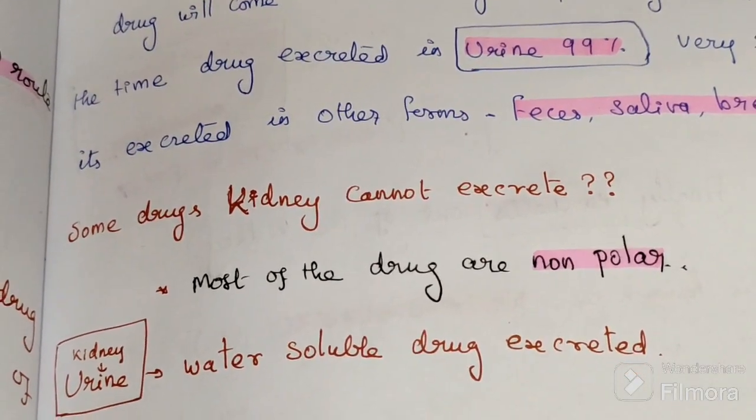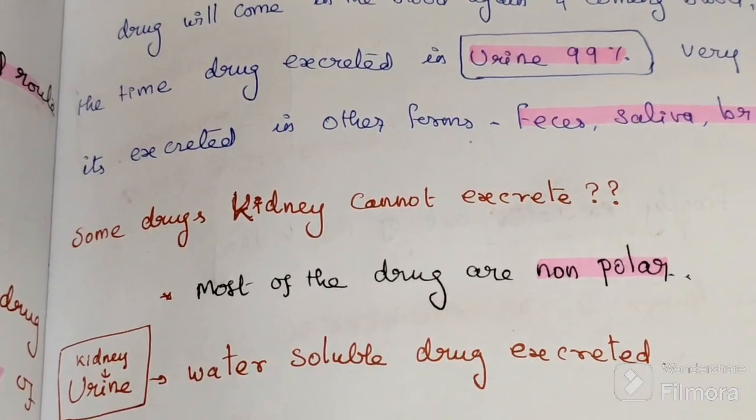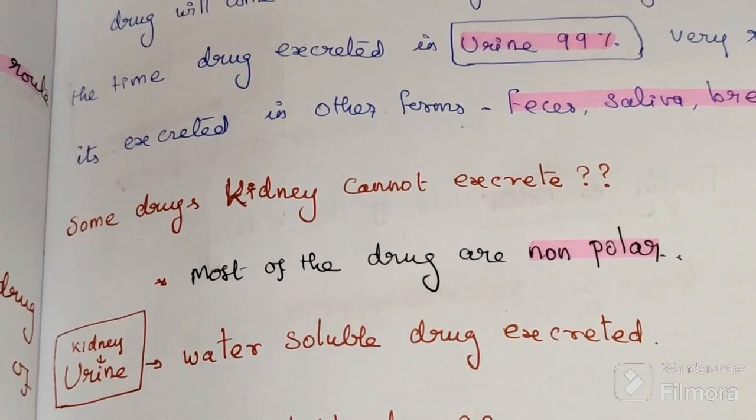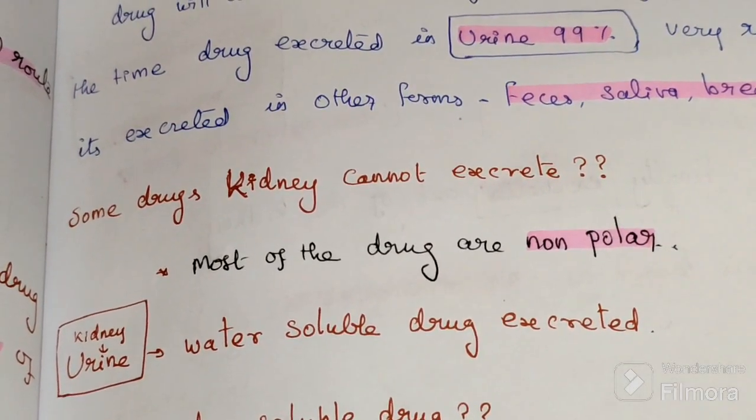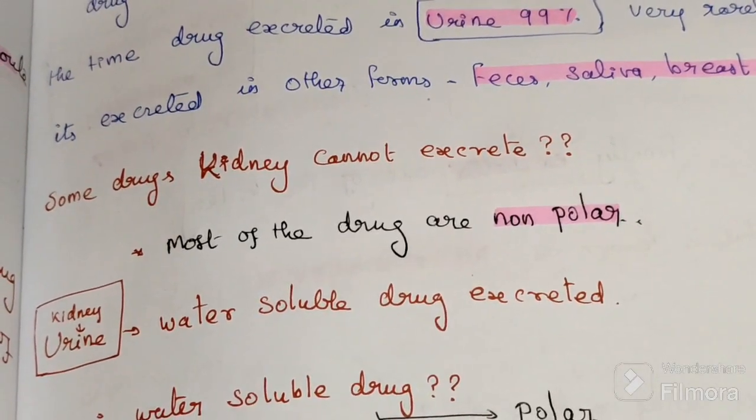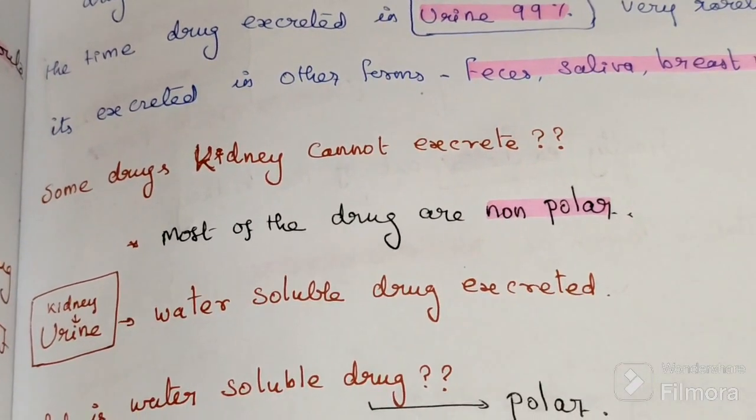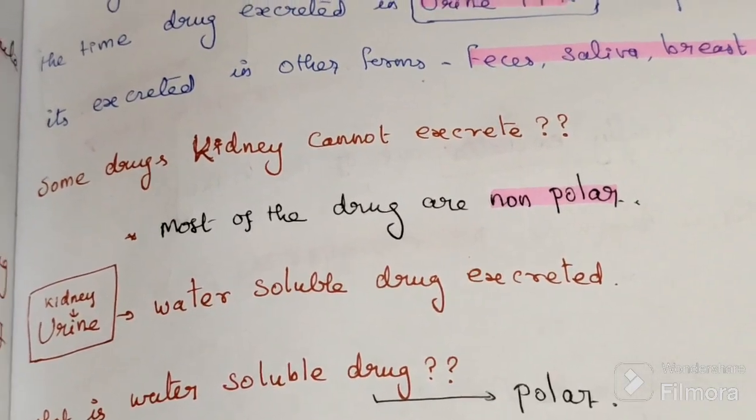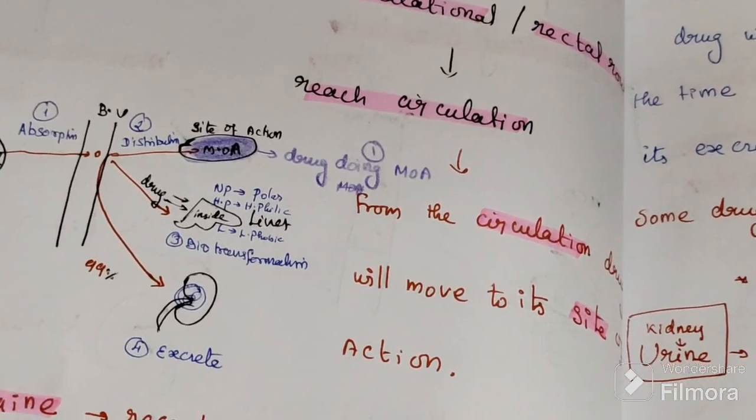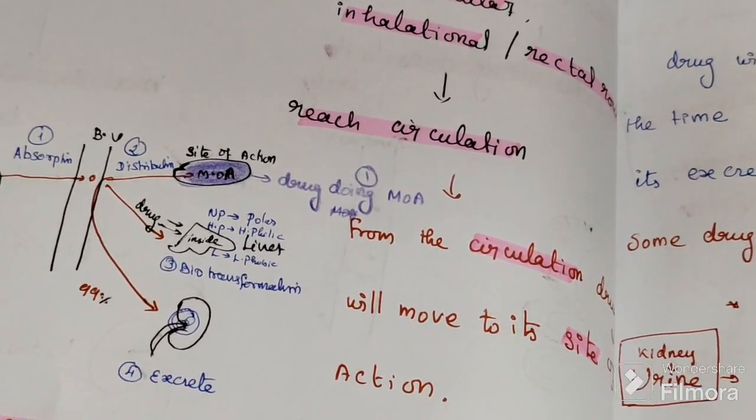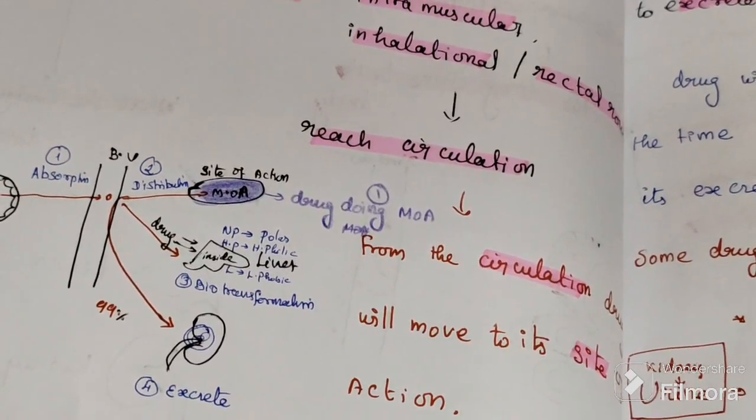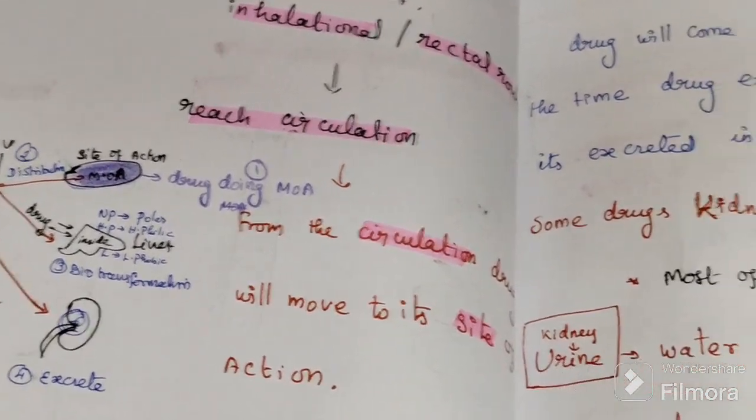So the drug goes to the kidney and asks the kidney to excrete it. But the kidney says, no, I cannot excrete you. Why? The kidney does not excrete the drugs because most of the drugs are non-polar. Only polar drugs are excreted through urine. What is urine? Urine is water, so only water soluble drugs will be excreted in urine.